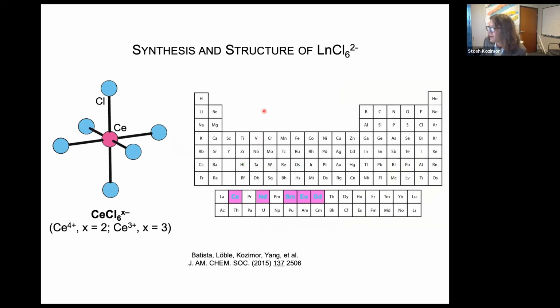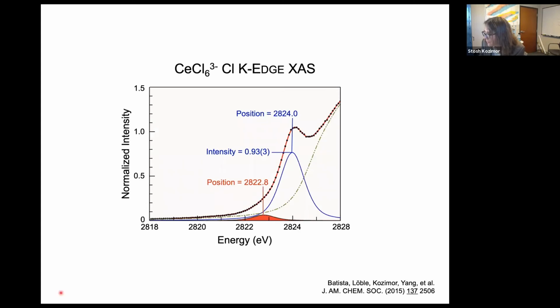For this one, I want to think about lanthanides. Here we can change from cerium-3 to cerium-4. So we can evaluate the same concept, what happens to covalency when we change the oxidation state of the central metal, and I want to compare that with the +3 lanthanides, neodymium, samarium, europium, and gadolinium. I'll start with the +3s, and then I'll show you the +4 spectrum. This is the spectrum of cerium hexachloride in the 3+ oxidation state.